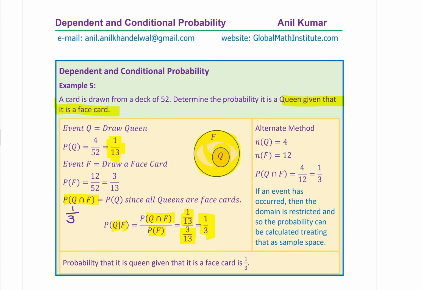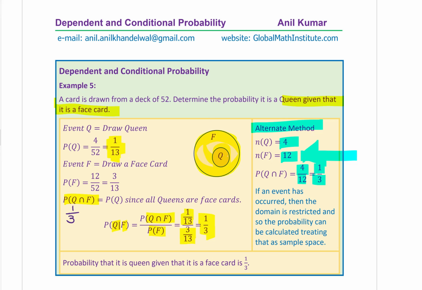Perfect. Now, let's look into an alternate method to solve this particular question. We know that there are 4 queens and there are 12 face cards, correct? When we know that the card is a face card, then that becomes the total number of possible outcomes. Out of them, 4 are favorable and therefore 4 over 12 or 1 over 3 is the probability of getting a queen when it is known that a face card has been drawn. Does that make sense to you?